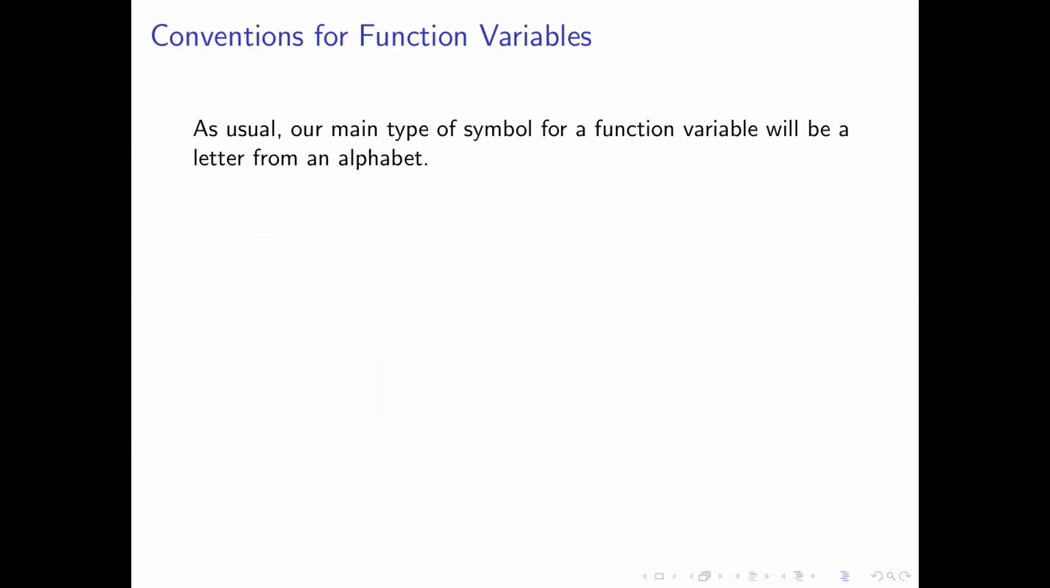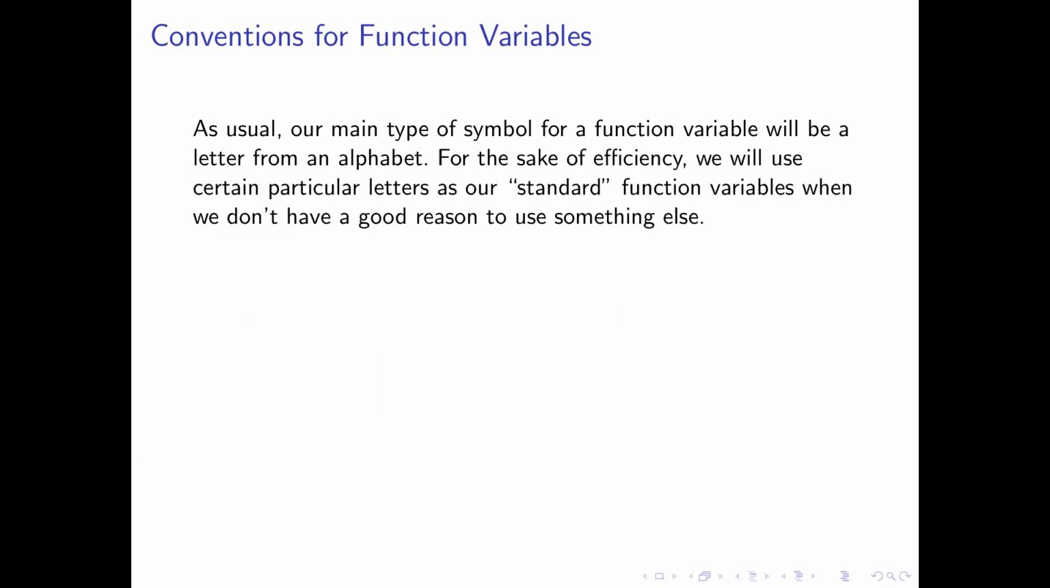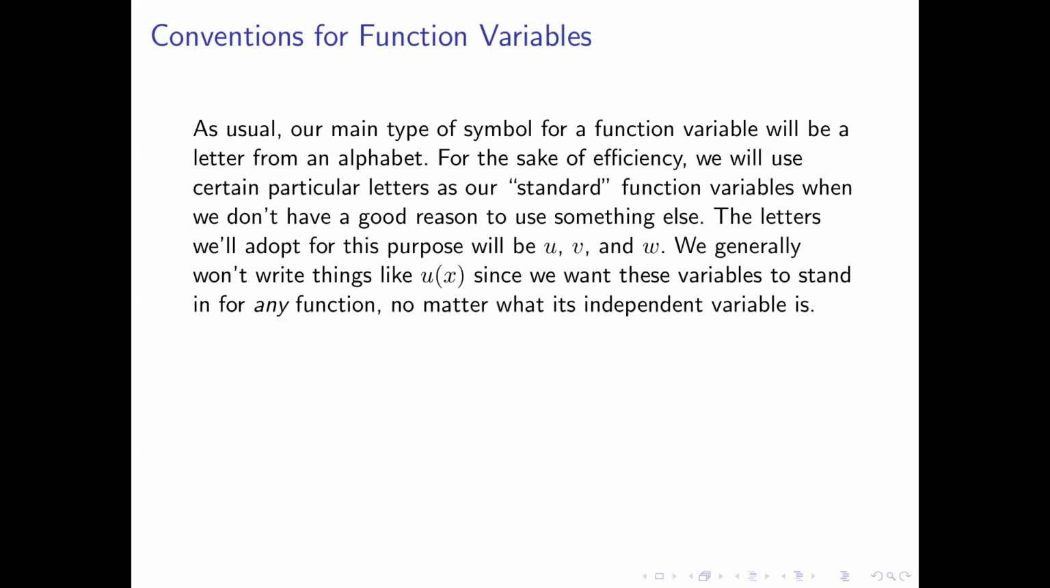So let's lay down some conventions for these variables. We'll use, as usual, letters from the alphabet to play this role. And as we often do in other contexts in math, we will choose certain standard letters to do this job. And these will be our default letters to serve as function variables if we don't have a good reason to use something else. And the letters we'll reserve for this are U, V, and W. Typically, when you see these, they're standing in for functions, but we typically won't write things like U of X. We might occasionally, but we often want to avoid that because we want these letters to stand for any function whatsoever, not just a function whose independent variable is X or any other particular numerical variable. So we'll usually just stay with U, V, and W.